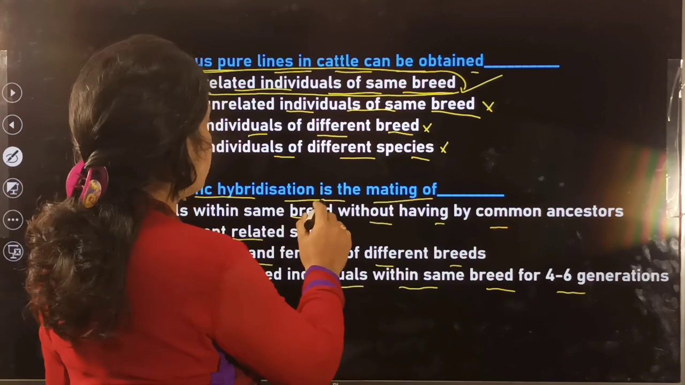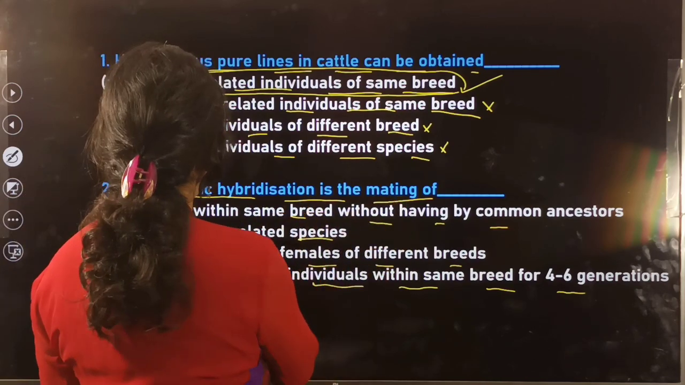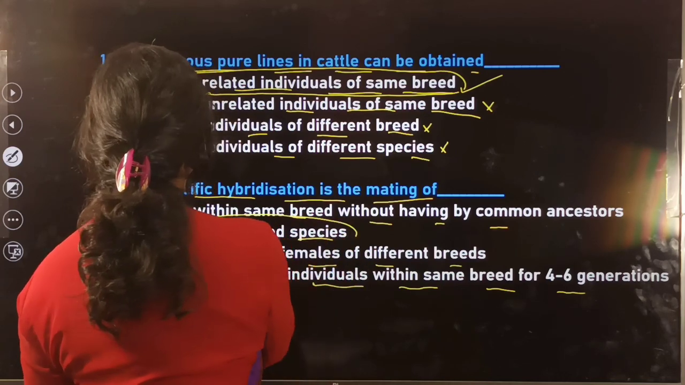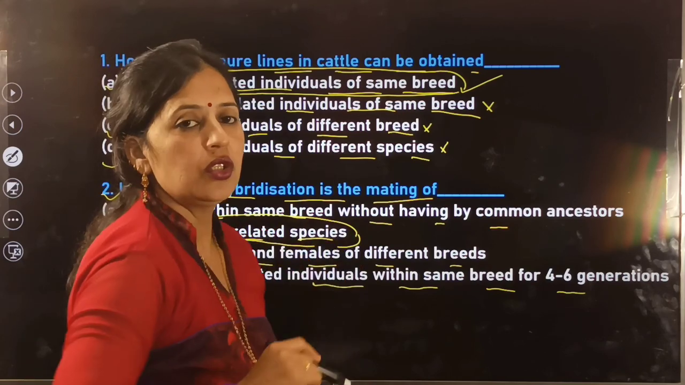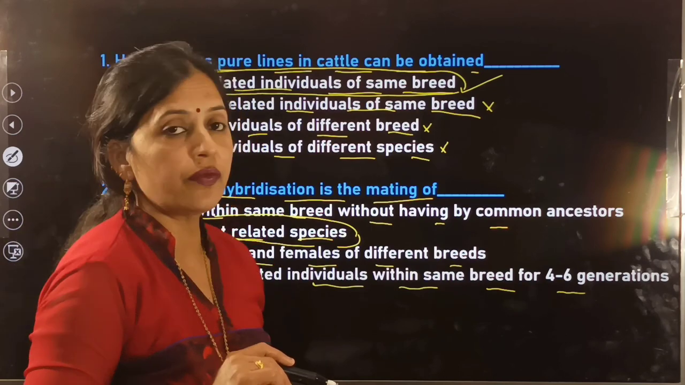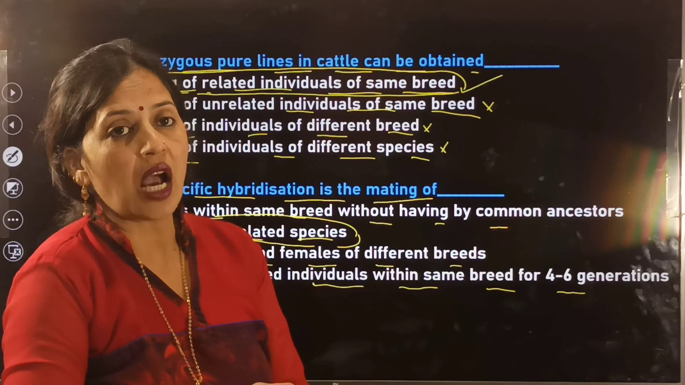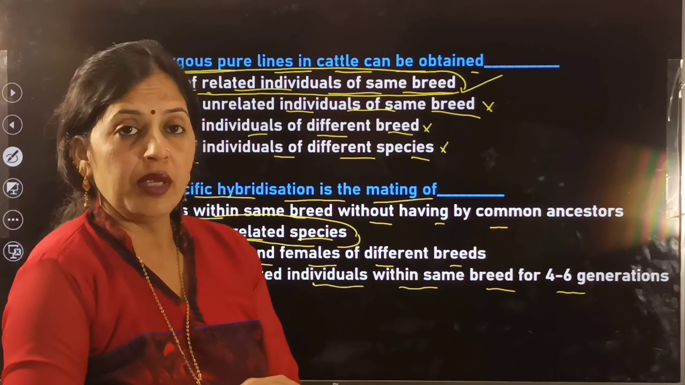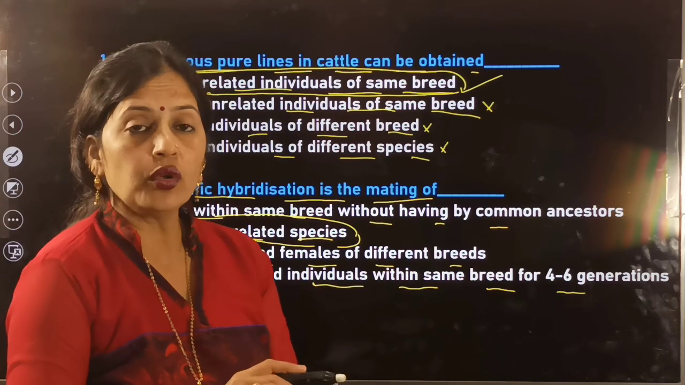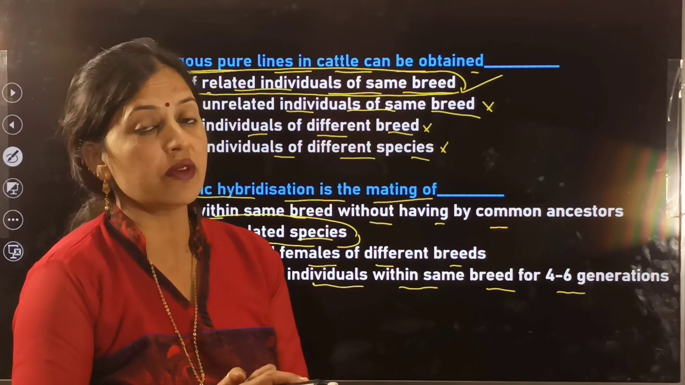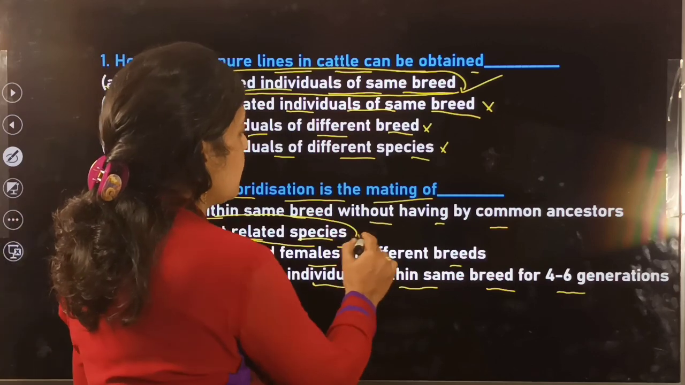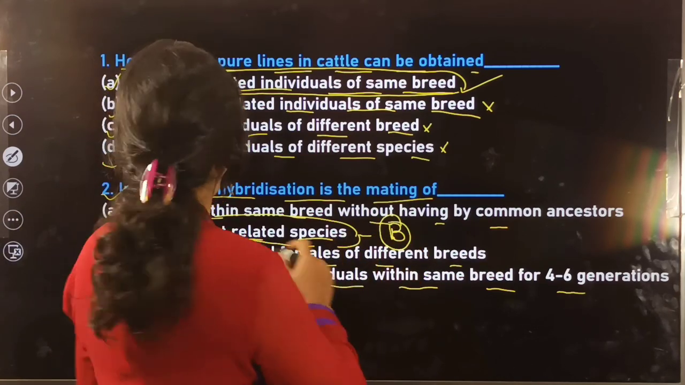So here, interspecific hybridization is the mating of two different related species. Interspecific hybridization is the mating between two different related species. So option B is the right answer for question number 2.